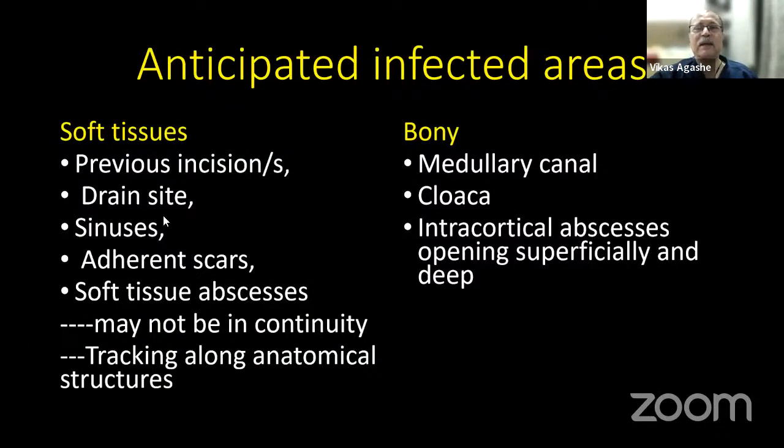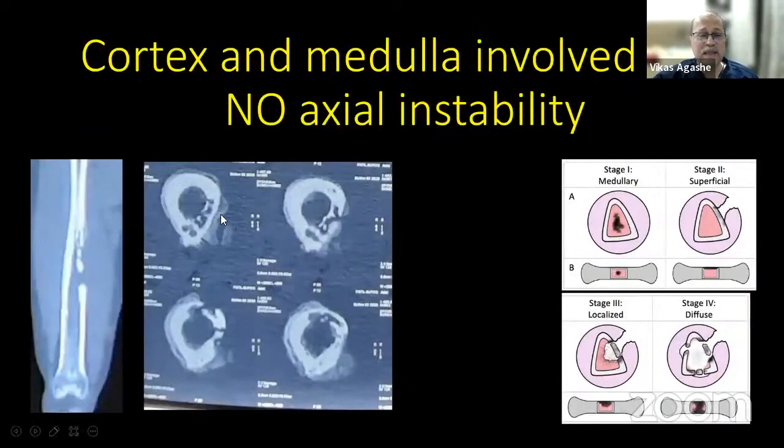So this is what you have to think, where all infected material is going to be. Previous incisions, drain site, sinuses if any, if the scars are adherent, soft tissue abscesses which may or may not be in continuity, and they would be tracking along the anatomical structures. So that happens very often. Bony involvement along the medullary canal, cloaca, and this is something which is often forgotten. Intracortical abscesses, either opening superficially or into deep. And that is often a cause of recurrence. So here you can see these are the intracortical abscesses. So unless you specifically look for those abscesses, you are likely to miss them because they are generally covered by periosteum.